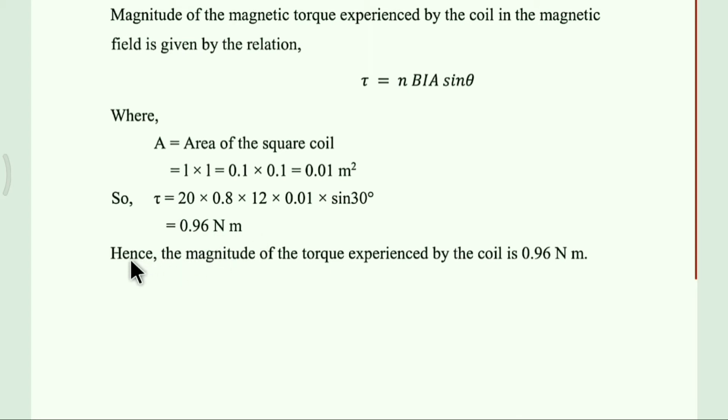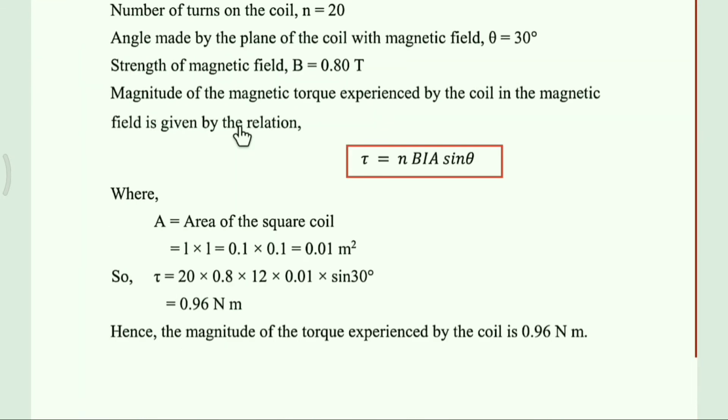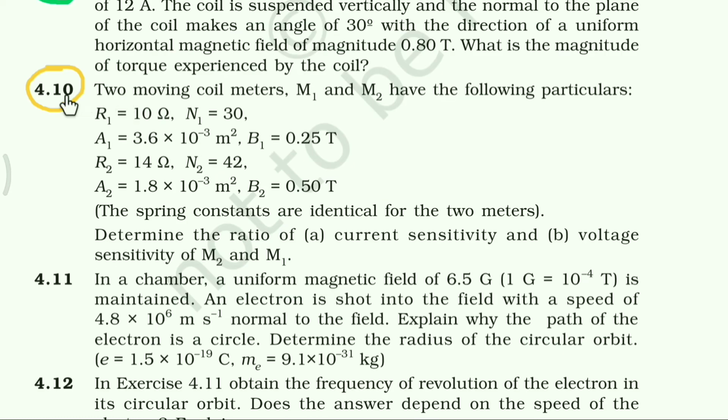Okay, so this is the torque. Hence the magnitude of the torque experienced by the coil is 0.96 Newton meter. So here the formula is tau is equal to NBIA sin theta. You have to remember this formula for the case of this numerical problem. Okay. Now read the question number 4.10.